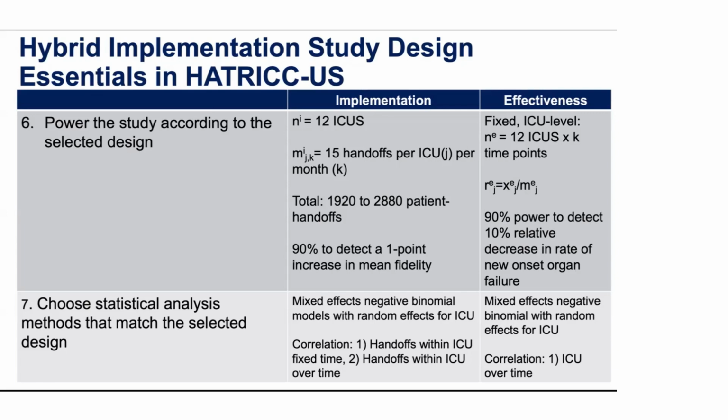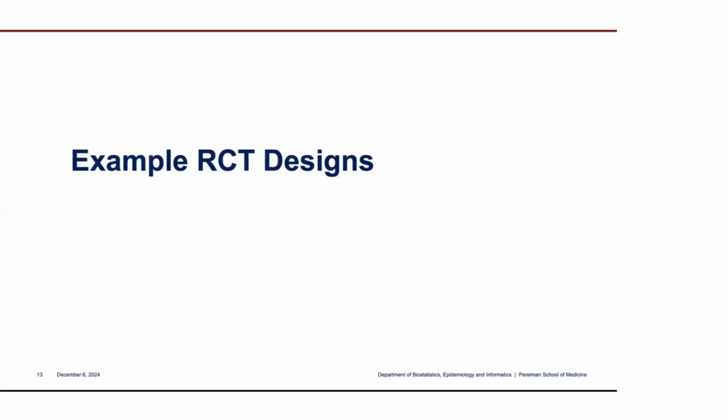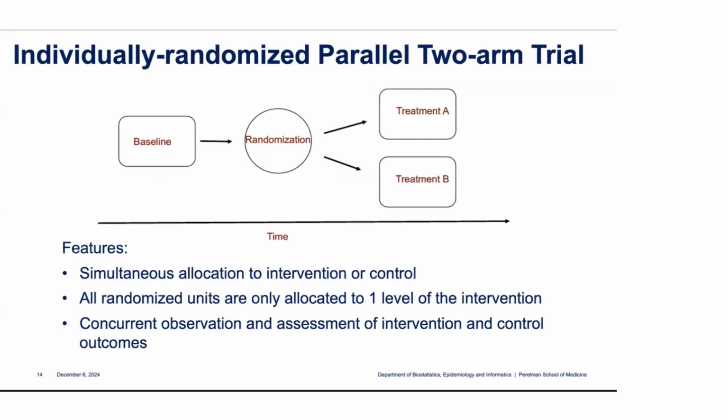And so both of these are using negative mixed effect binomial regression models, but we note that there's multiple sources of correlation within the implementation objective and only one in the effectiveness objective if we consider the ICU level data. So what are some example RCT designs? The individually randomized two-arm parallel design is probably the simplest and most familiar to everyone.